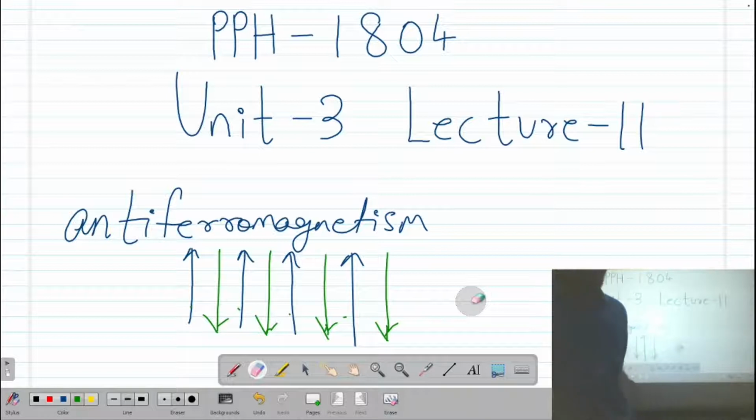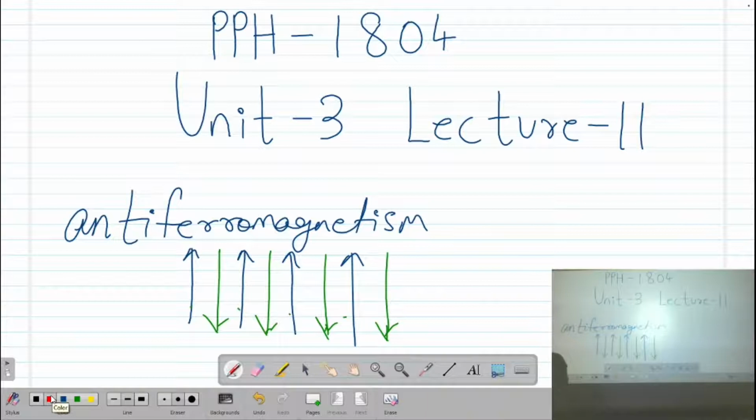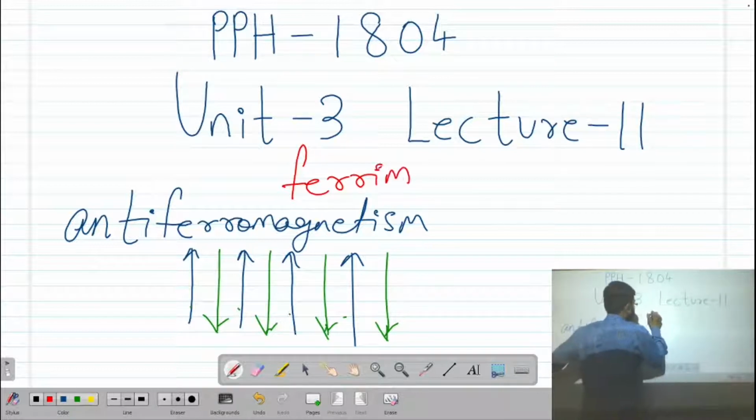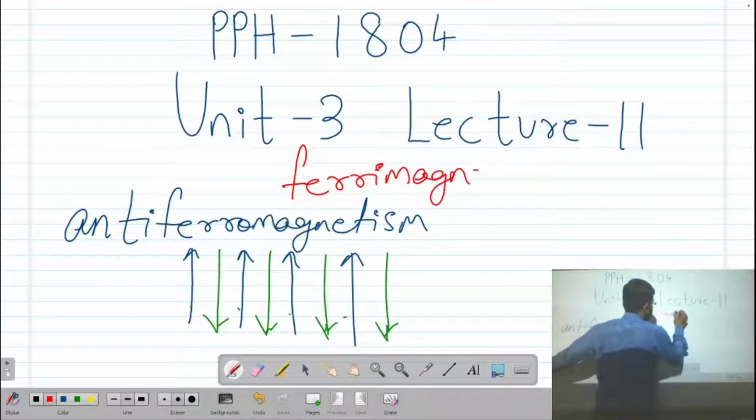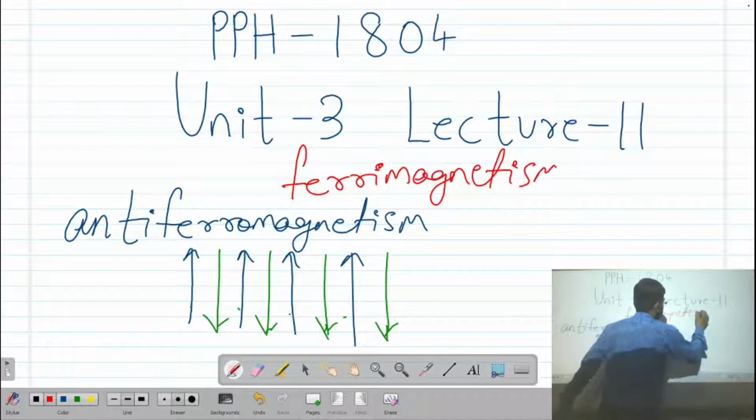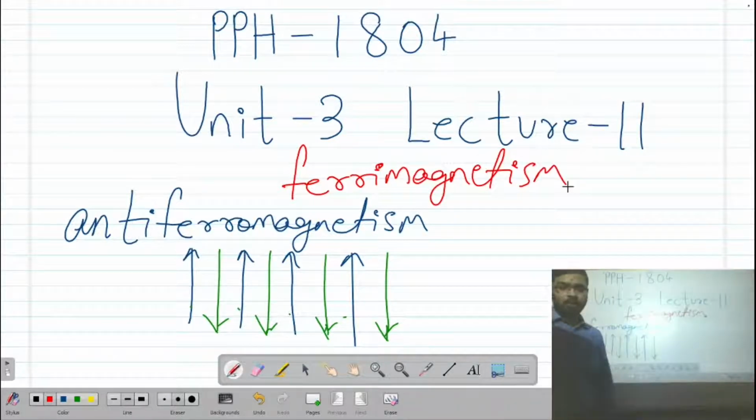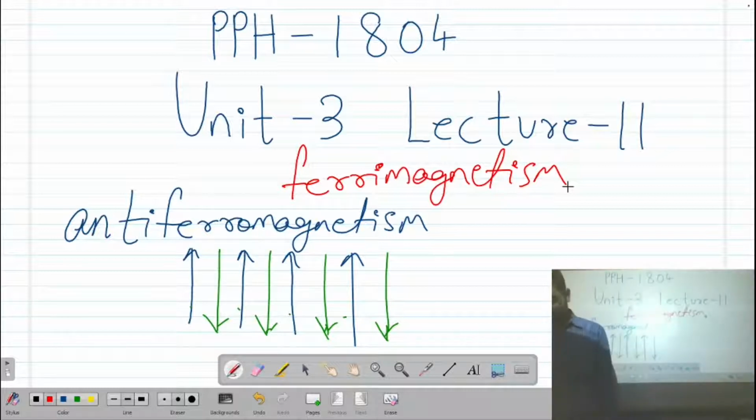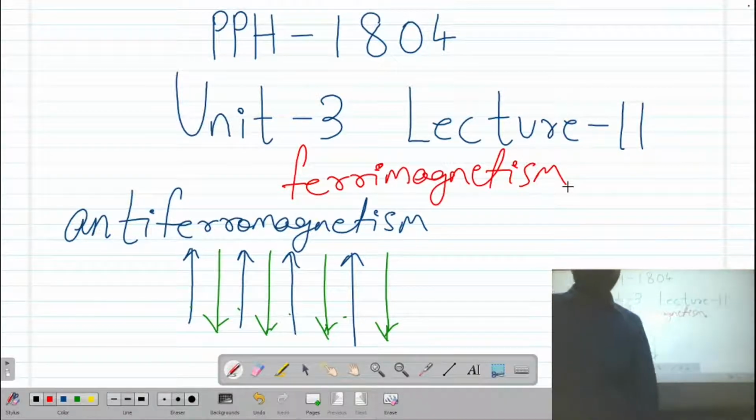Now in today's lecture, we are going to study ferrimagnetism. It's a small topic to understand. We just have to understand what ferrimagnetism is and how the dipoles are arranged in ferrimagnetism.